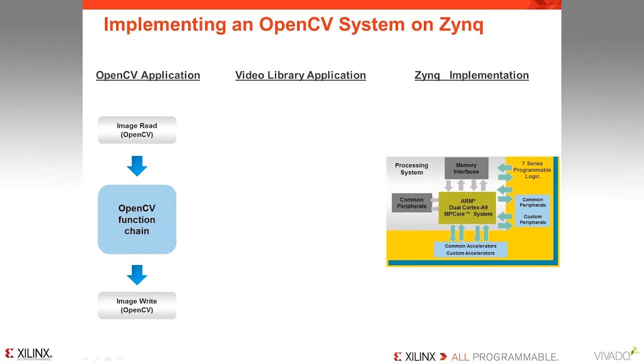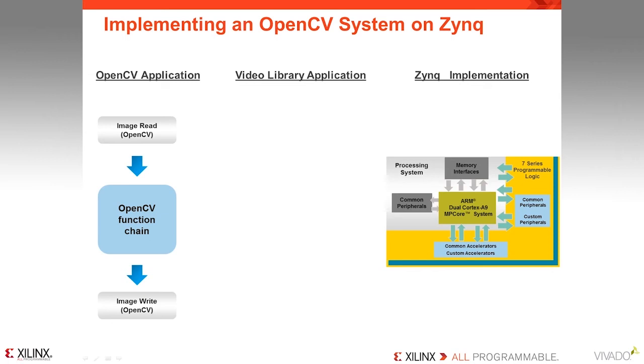So here on the left-hand side, we have a standard software design. The user will read an image using OpenCV. They'll use a chain of these OpenCV functions which are available for free, and they'll write the image out. Okay. Now our challenge is that on the right-hand side, we want to take this and implement it on a Zynq processor or a Zynq device. Okay. On the Zynq device there, we have the processing system with the ARM core in the corner, and then we have the FPGA fabric shown in yellow.